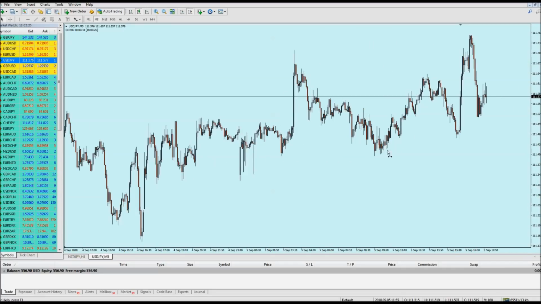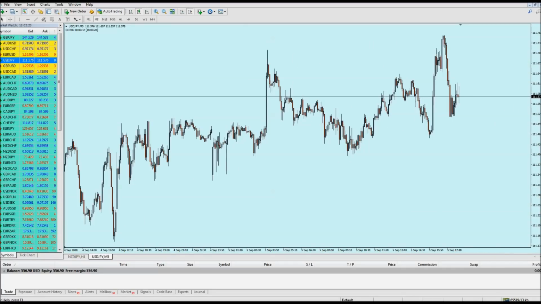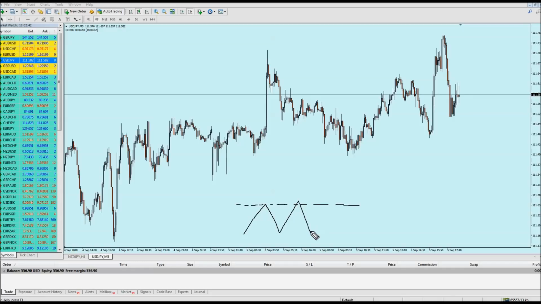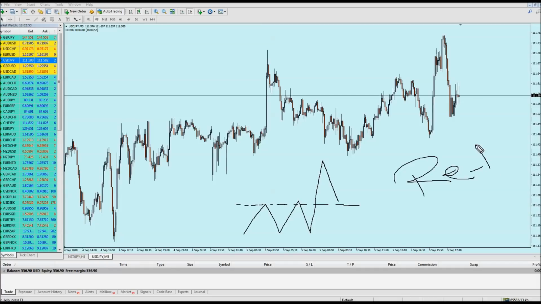So, let me tell you something about ABC Forex as well. In 95% of the times, whenever a breakout happens, for example, here we have this resistance which faced a breakout candle, there will be a retest.